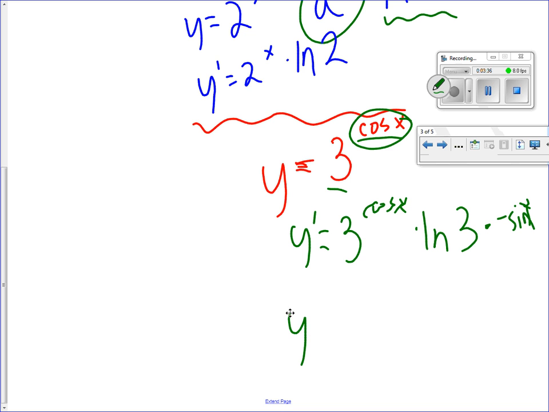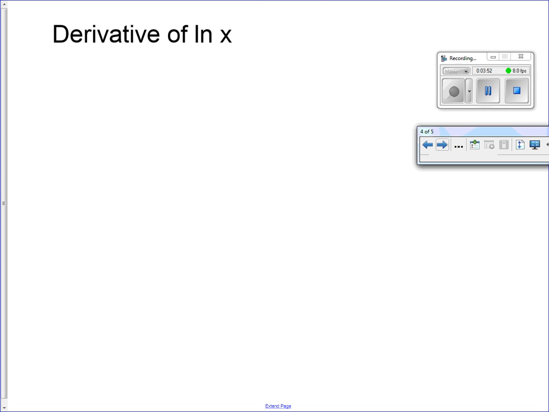So then you put it all together. Just clean it up all nice and neat. Negative sine x times the natural log of 3 times 3 to the cosine x. So there's 2 out of your 4 formulas. Those are all the exponential functions. Next, we're going to talk about logarithmic functions. So the first one is the natural log. Remember, that's when the base of the logarithm is e.